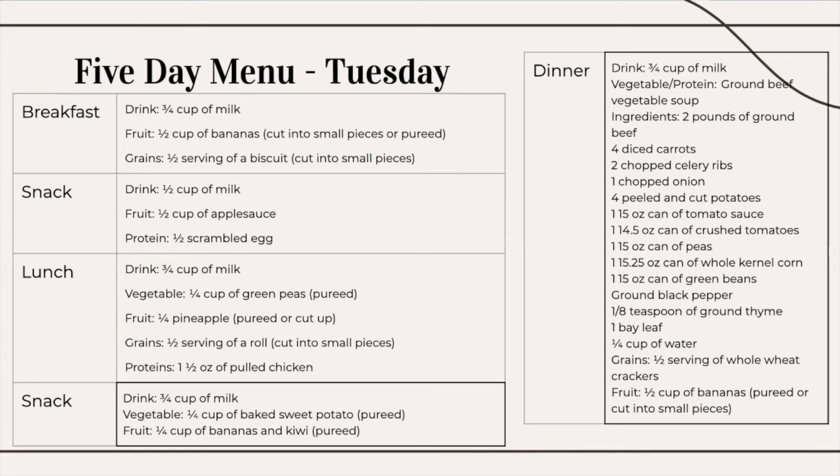Then for their afternoon snack, they could do 3/4 cup of milk. For their vegetable, they could do 1/4 a cup of a baked sweet potato pureed. Then for their fruit, they could have 1/4 a cup of banana and kiwi pureed.